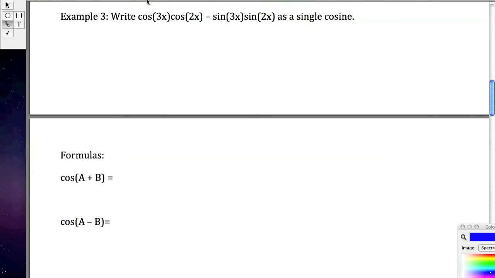In example 3, we're going to go the opposite way. We're going to write this as a single cosine. If we look closely, we can see that this resembles the formula. I have cosine of something times cosine of something else minus sine of something times that sine of something else. And so because it leads with cosine, I know that I'm going to have two things. One of them is going to be 3x, and one of them is going to be 2x. So really this is going to be the cosine of 5x. Okay? Pretty simple that way.